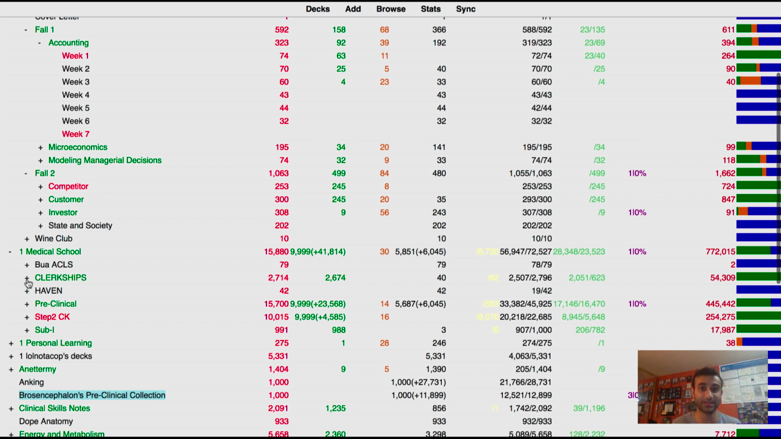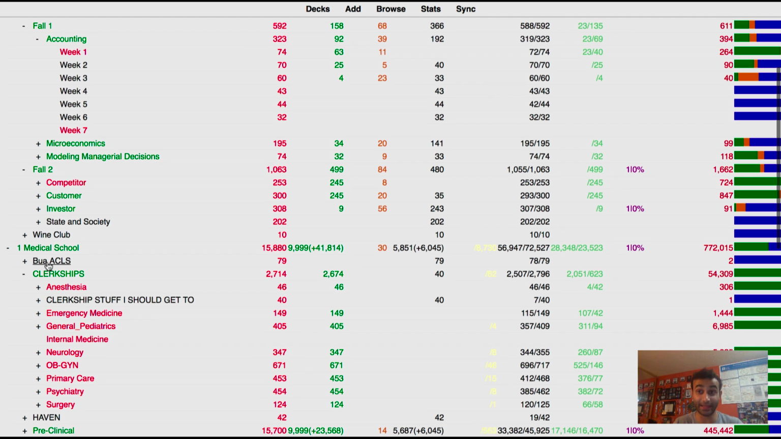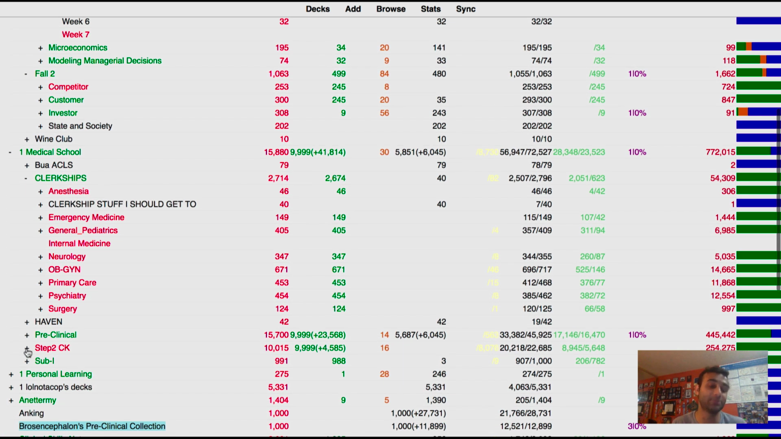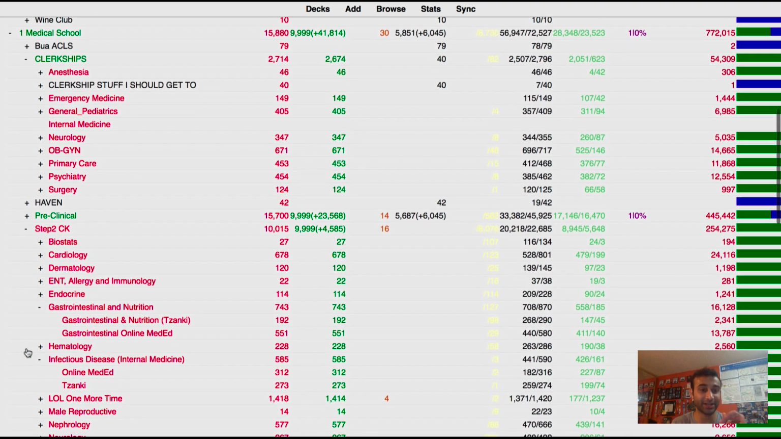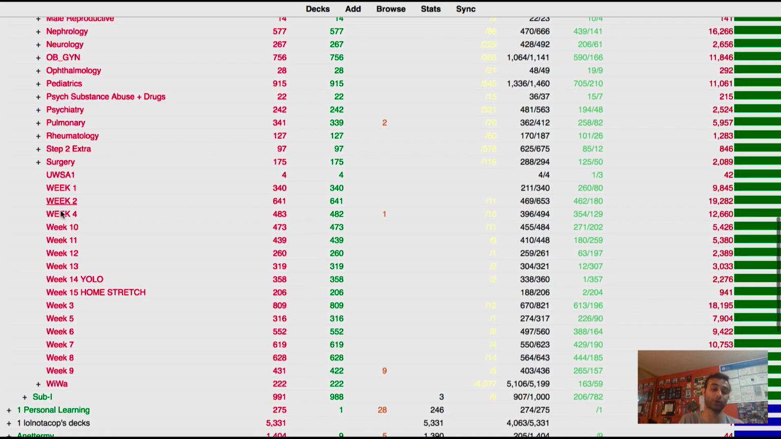So you'll see in my clerkships deck, I have every single rotation I did. So it includes anesthesia, emergency medicine, pediatrics, internal medicine, neurology, primary care, psychiatry, surgery. I have every rotation I did and all the cards related to clerkships that I also made on my own. Within my step two deck, this may be overwhelming, but it has literally every sub-subject within step two, which includes biostats, cards, everything. And then you'll see I also broke it down chronologically. I was studying for step two way longer than I anticipated because of COVID-19. But you'll see that I broke down everything by week. So every week I was studying, every concept I learned, it's in here.